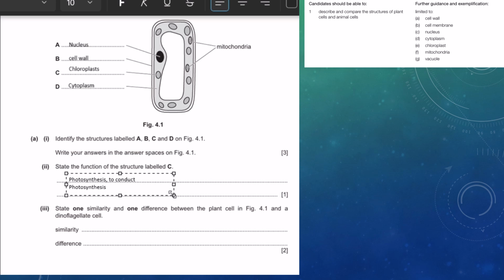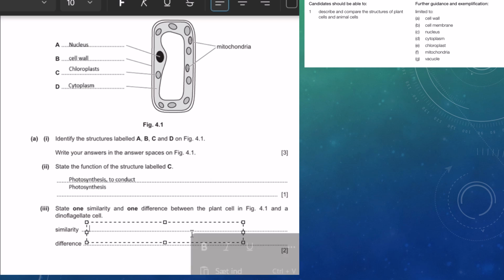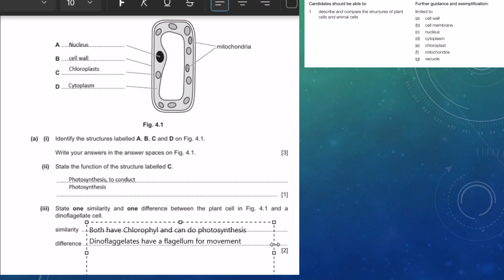And finally, they ask us to state one similarity and one difference between the plant cell and a dinoflagellate cell. And for the dinoflagellates, then you have to go in and think about the stuff we have further on in the chapter. That can be found in section 3.5. So what I would choose here, I will say that similarities, both of them have chlorophyll and chloroplasts and can do photosynthesis. And the difference is that dinoflagellates have a flagellum they can use for movement.